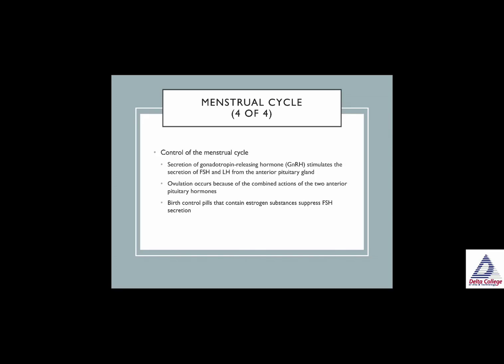Now, the control of the menstrual cycle is through the secretion of gonadotropin-releasing hormone, GnRH, that stimulates the secretion of follicle-stimulating hormone and luteinizing hormone from the anterior pituitary gland. Ovulation occurs because of the combined actions of the two anterior pituitary hormones. Birth control pills that contain estrogen substances actually suppress the follicle-stimulating hormone secretion.